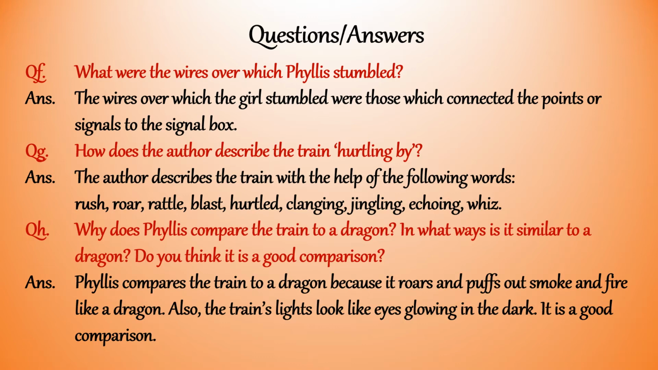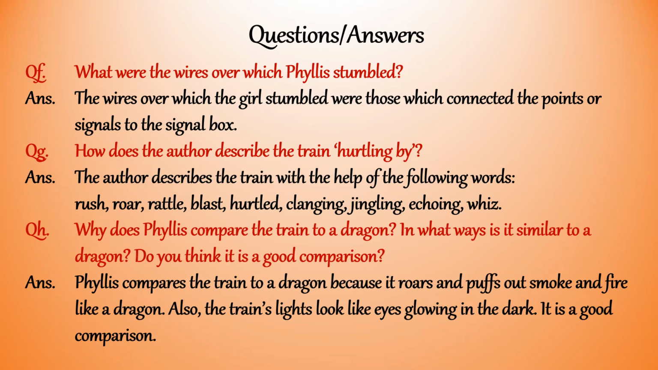Question G. How does the author describe the train hurtling by? Answer. The author describes the train with the help of the following words: rush, roar, rattle, blast, hurtled, clanging, jingling, echoing, whiz.